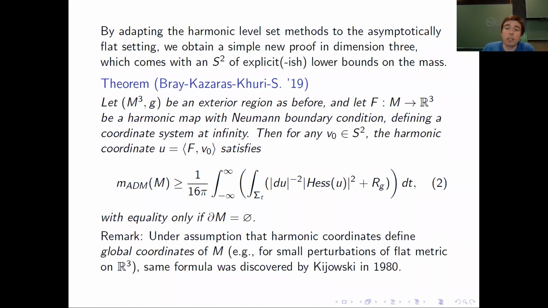So under the assumption that harmonic coordinates define global coordinates, so we're actually in something that's topologically R3 and not too far from Euclidean, then this, it turns out, was actually discovered by the Polish physicist Kijowski in 1980. Okay, so we weren't the first ones to define this formula, although he didn't know how to work around critical points, right? So he's assuming these are honest coordinates everywhere. Which is unsurprising that it was seen before, right? Because it's very, very natural.